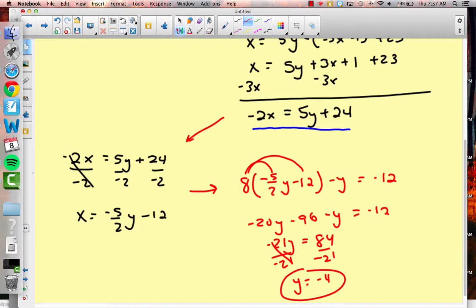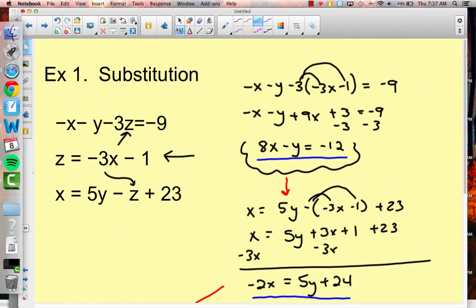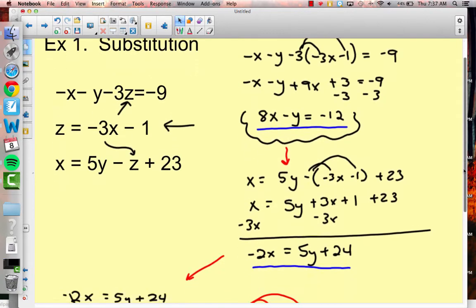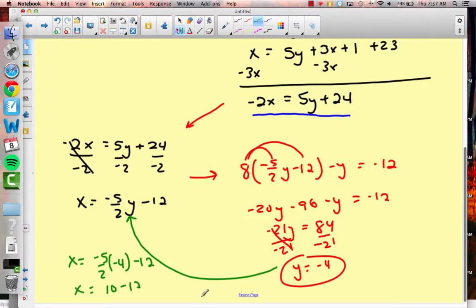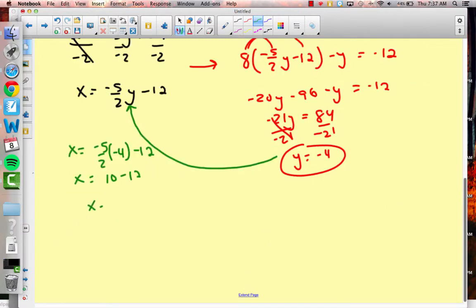You're going to take your y value. I would go ahead and I would plug it in here where you have an x equation. Okay, so it's a lot of working backwards. All right, so this is why I said you got to keep very organized with your work. So here we would have x equals negative 5 halves times our y, so negative 4, and then minus 12. So we get 20 divided by 2, which is 10. 10 minus 12 is going to get us x is negative 2. So there's our x value.